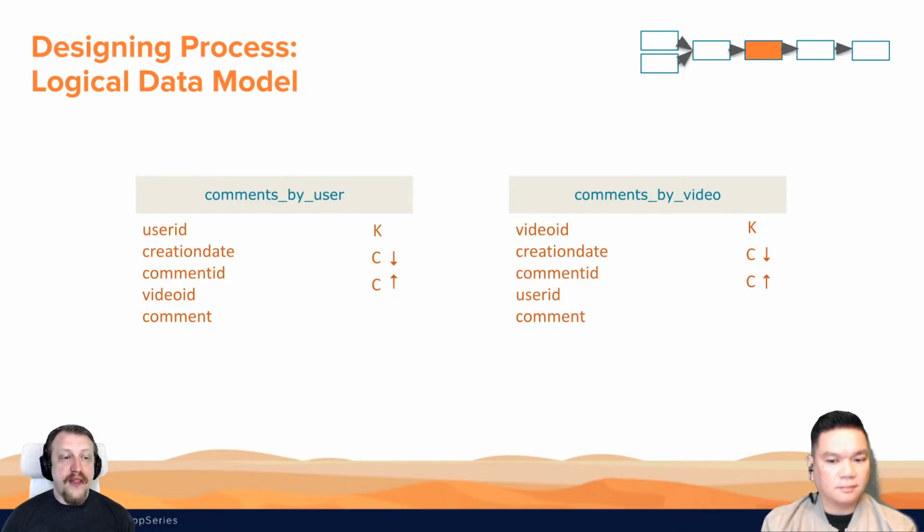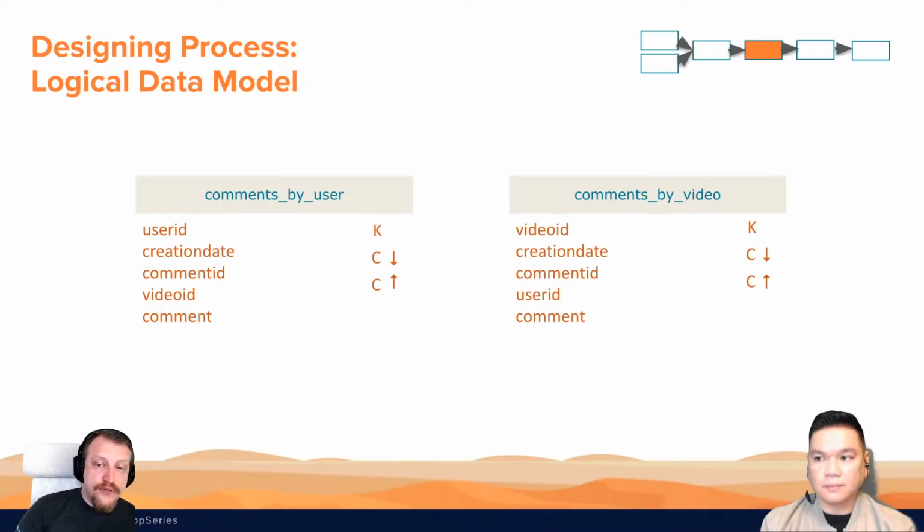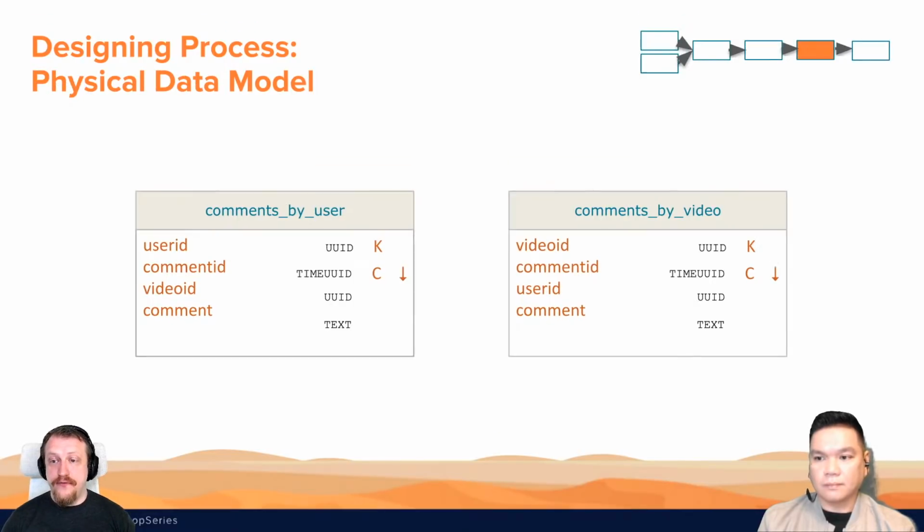In general, the tables look very familiar, very much the same. We have user ID or video ID as the partition key. We have creation date and comment ID as clustering columns. And video ID and comment itself as data columns for the first one, and mostly the same for the second one. So they look very much the same.